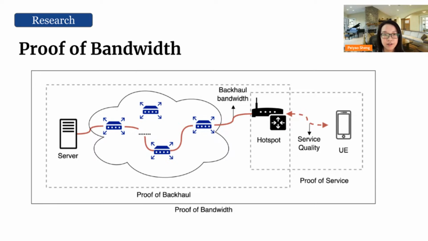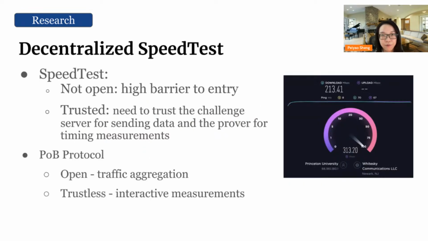And the other is the backhaul link, which connects the hotspot to the internet core. So this kind of proof of backhaul tells how good internet connectivity the hotspot can provide. And as we also have mentioned, this proof of bandwidth can be considered as a decentralized speed test. So if you want to know your internet performance, then usually in the centralized way, you will go to a website to test the speed. But now we provide the same tool to test your internet speed while making it trustless and open.